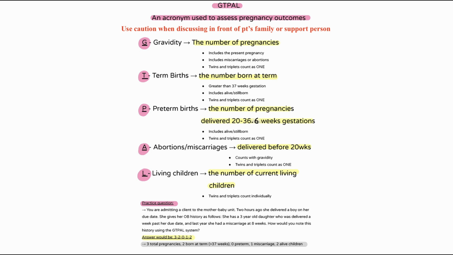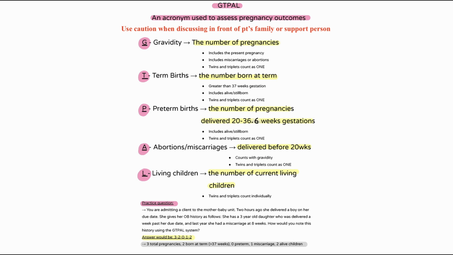The A in GTPAL is for abortions or miscarriages, right? I said last week they mean the same thing. That's a delivery that happened before 20 weeks. Again, twins and triplets are counting as one.